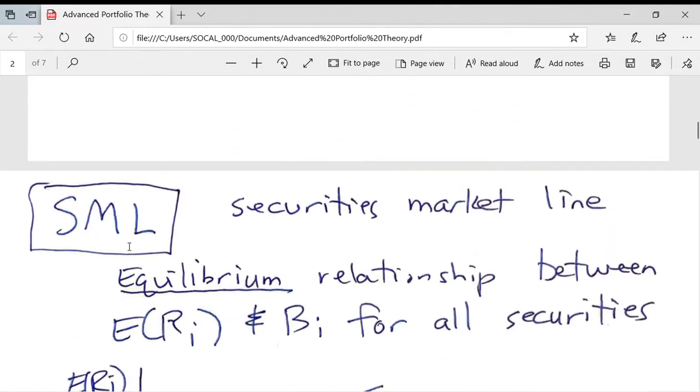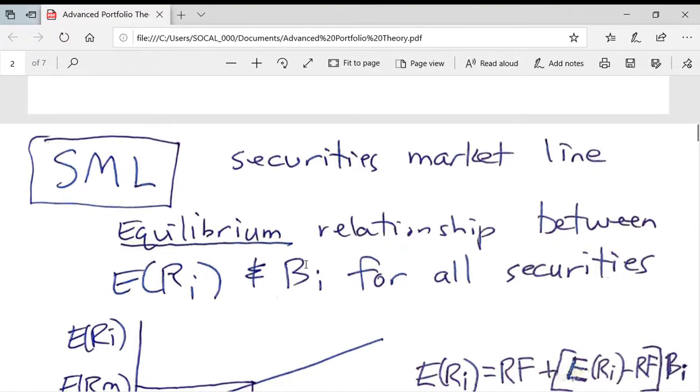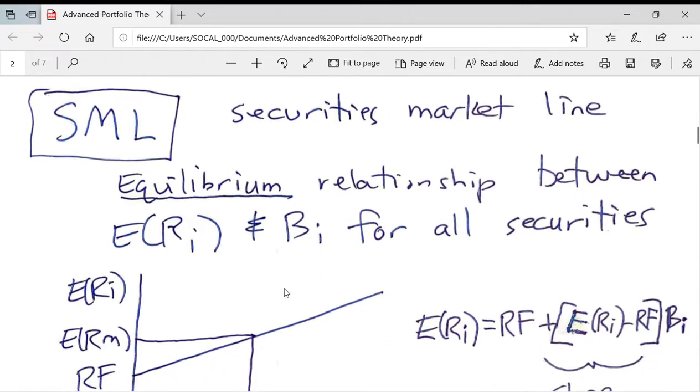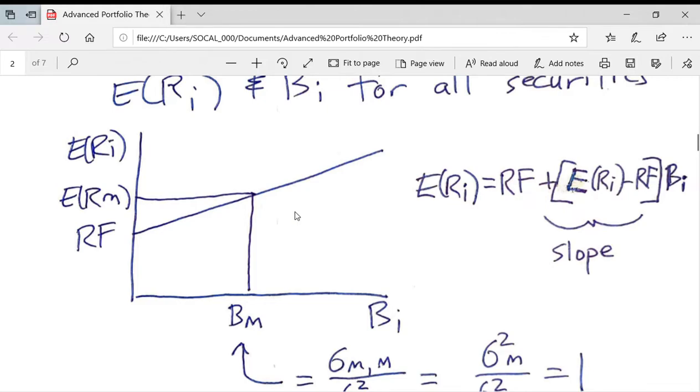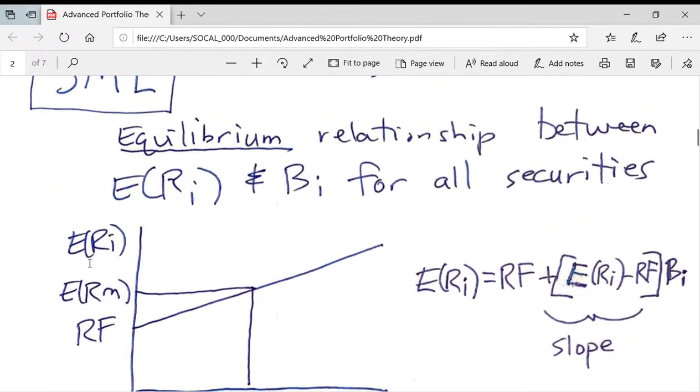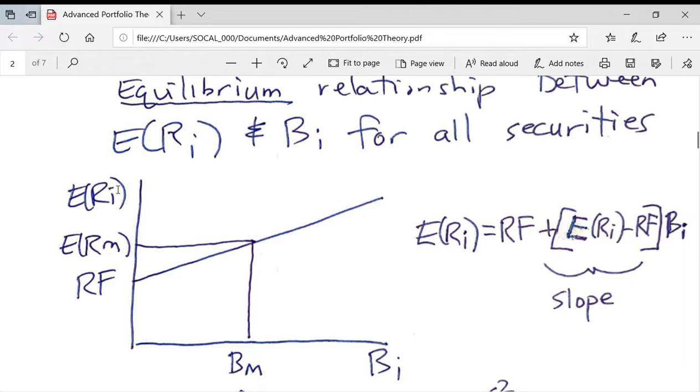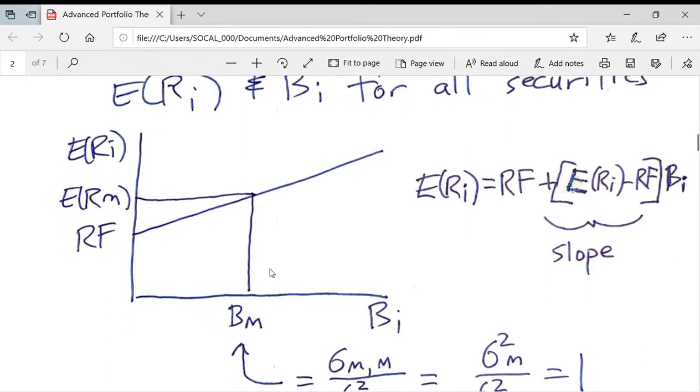Next, I want to review the securities market line. It shows the equilibrium relationship between expected return on any security and the beta of that security for all securities. So here's expected return on security I, here's beta of security I. It's a straight line. The vertical intercept is the risk-free rate. And this right here would be the market portfolio, just to show something. And there's the expected return on the market. There's the beta of the market.